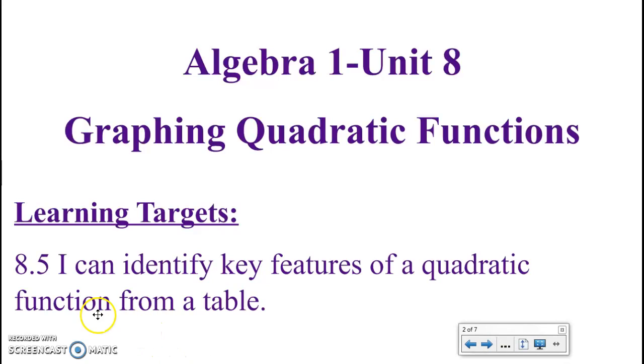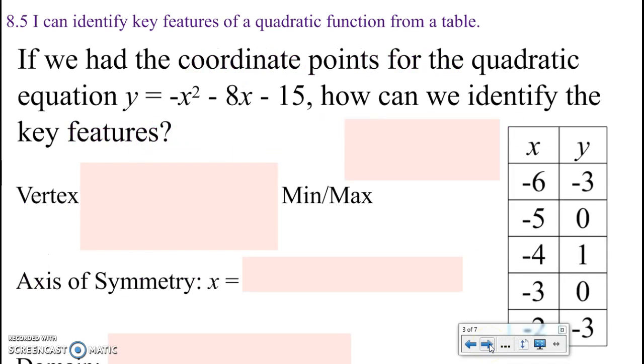Today we're going to talk about how to identify key features of a quadratic function from a table. After going through the review, hopefully you are comfortable with everything that we identified from the graph. So let's talk about how it'll change slightly when we're looking at a table. Okay. If we have the coordinate points for the quadratic equation y equals negative x squared minus 8x minus 15, how can we identify the key features?